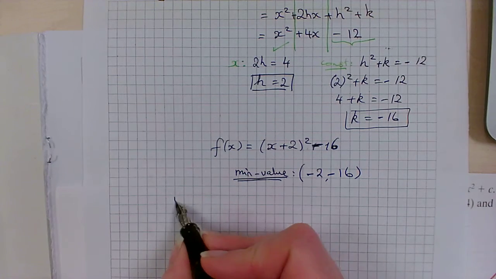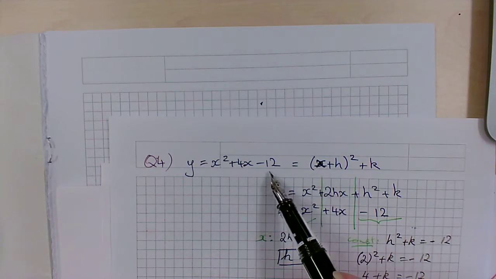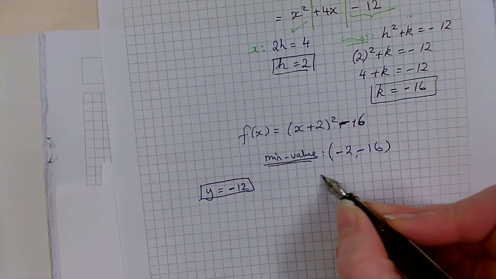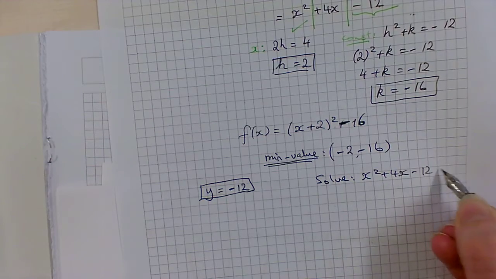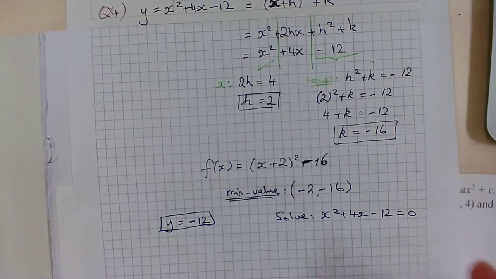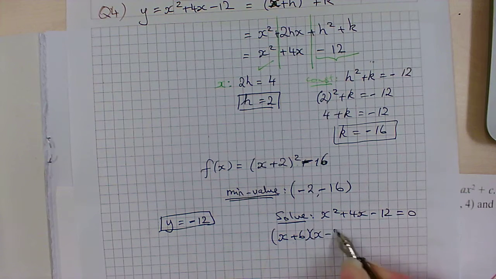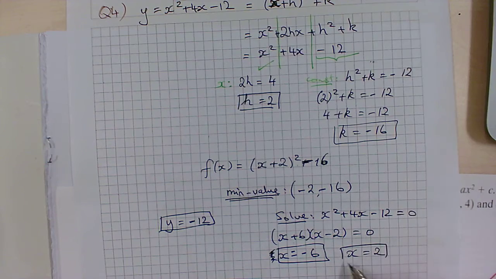What else do we know? We know that the y-intercept is minus 12. Where's that coming from? The constant term here. And then I look for the roots by solving x squared plus 4x minus 12 equal to 0. So I'm going to have a fourth point in a question like this. I've got x plus 6, x minus 2 equal to 0. Again, if you're not comfortable with factorizing, it is fine to use the minus b formula and you'll get the same answers here. So those are my two roots.